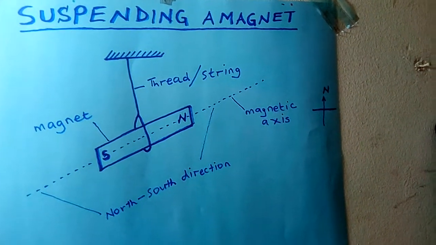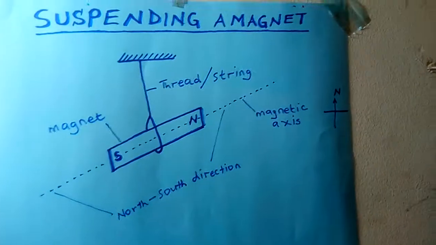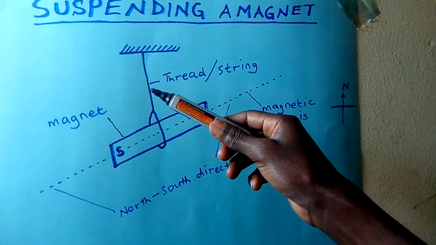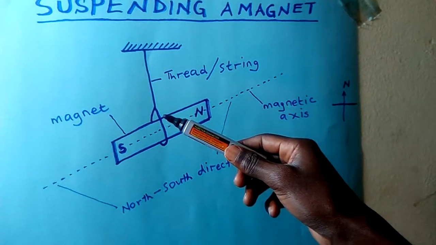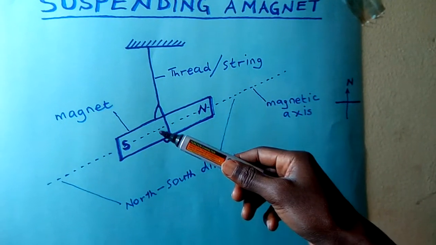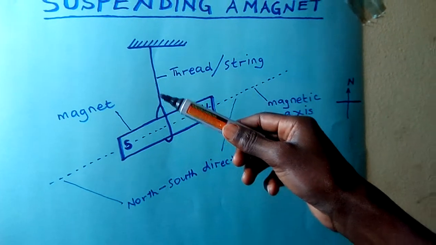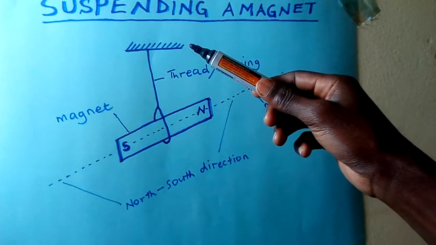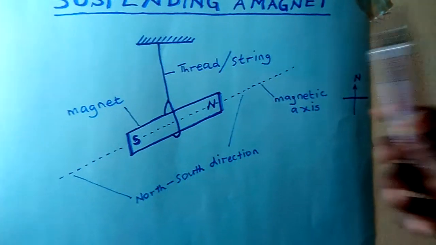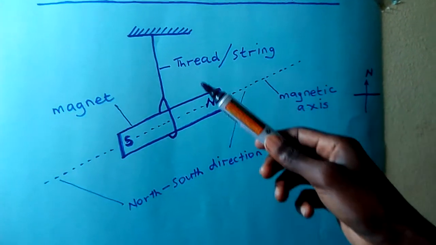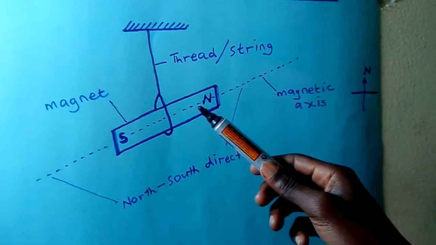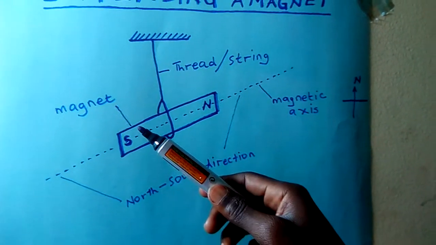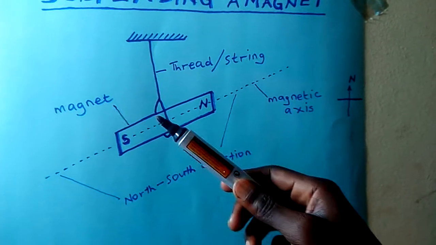So we are going to have our thread, which is this one. We tie the thread on the magnet and then you hang it on a fixed support. You will have already suspended it. Now, this is a thread and this is our magnet. You can see there is a north and south. So this is a magnet and we have named it here as a magnet.